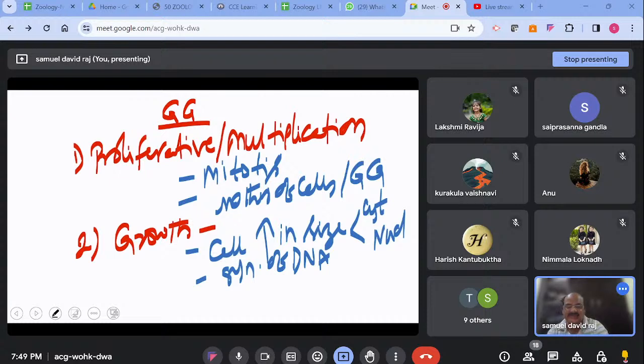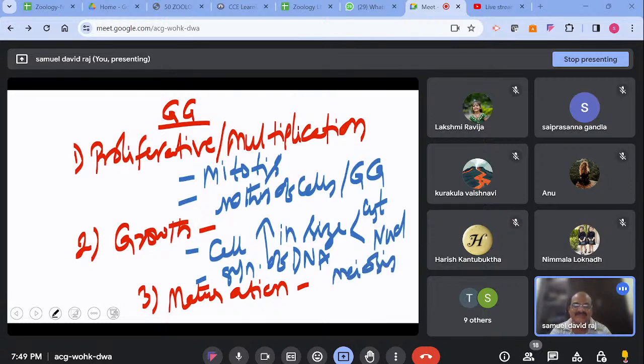After that, it enters the third phase, which is called the maturation phase. The maturation phase is where the reduction division or meiosis takes place. Thus, germinal cells or the reproductive cells are the cells where mitosis also takes place and meiosis also takes place, whereas in somatic cells, only mitosis takes place. That is the basic difference.